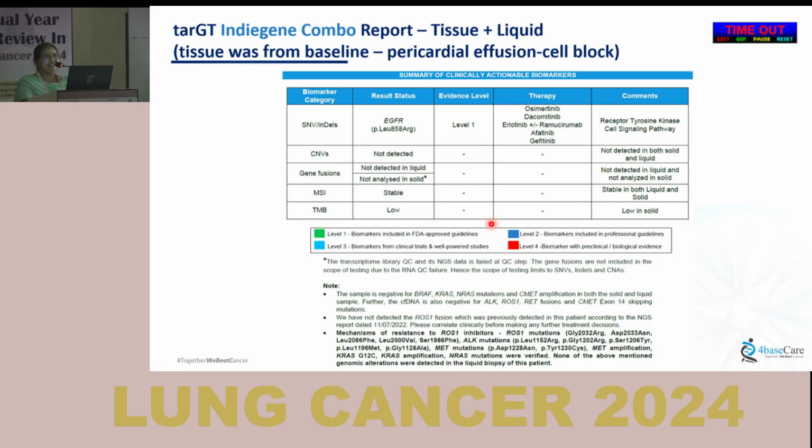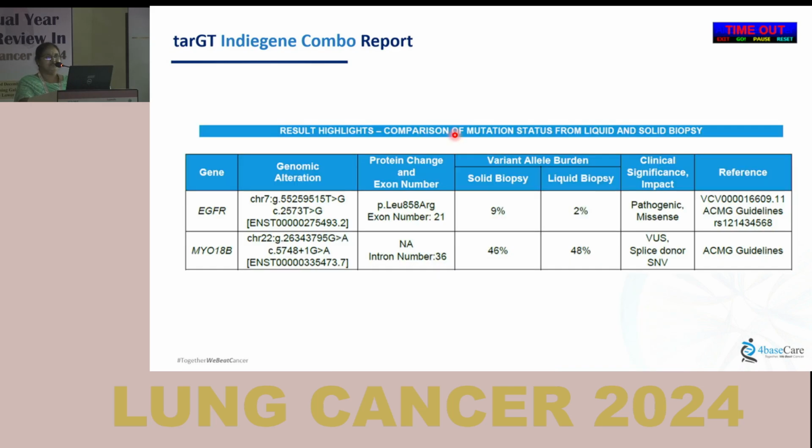So initially, the tissue which was inadequate, they had a pericardial effusion cell block which they gave to us at the time of relapse. We found this mutation only in that pericardial effusion cell block. So this clearly explains that whatever new driver mutations we are identifying, at times it might be localized to certain locations in the human body. But later on it might be getting into circulation.